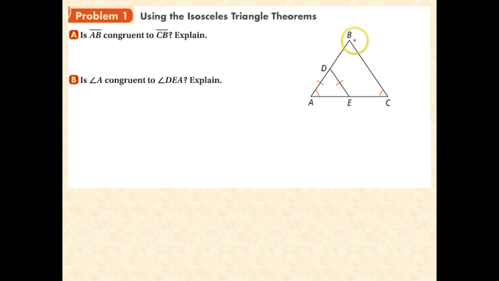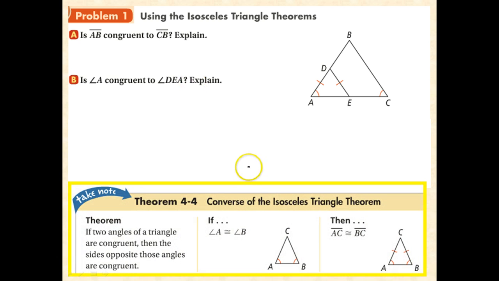So, here's a picture. Is segment AB congruent to segment CB? Well, when we're answering questions in a certain section, it's a good thing to look at the theorems and postulates and corollaries from that section. Remember this guy? It was on the last slide. I hope you do. Theorem 4.4 converse, the converse of the isosceles triangle theorem, states that if you have two congruent angles in a triangle, then the sides opposite those angles are congruent.